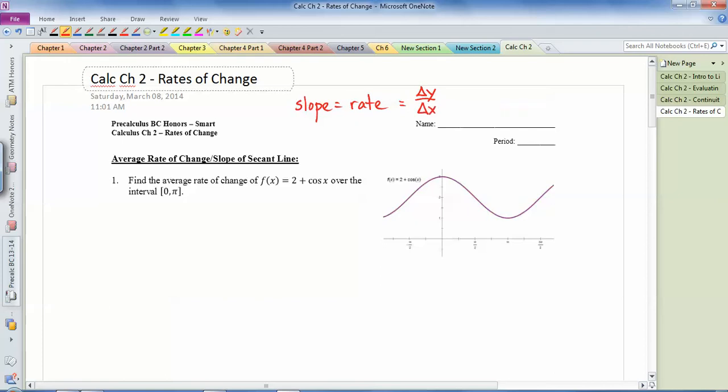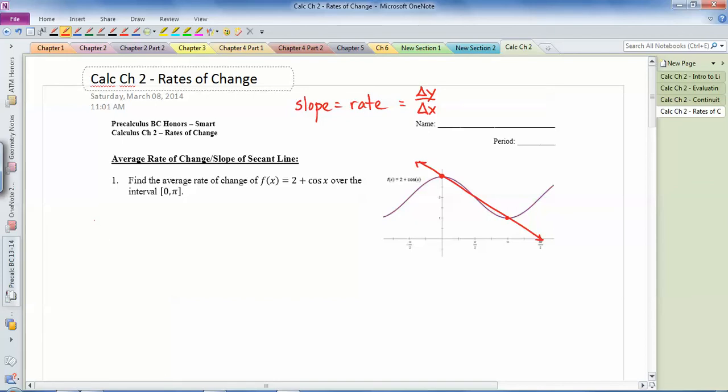You might remember that. So when I say average rate of change of this function that's given here over the interval 0 to pi, I'm saying what's the rate of change from here to here? And that is asking the same question as what is the slope of this secant line right here? Right? A secant line is a line that cuts through a curve more than once. Or it's not tangent to the curve, it actually cuts through it.